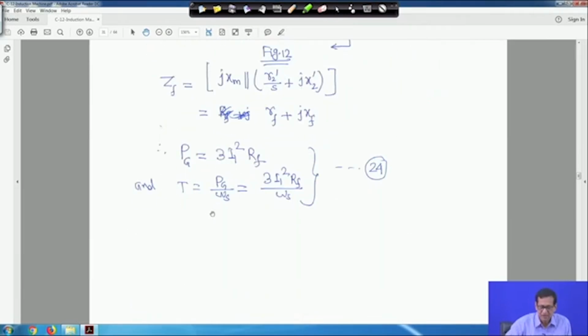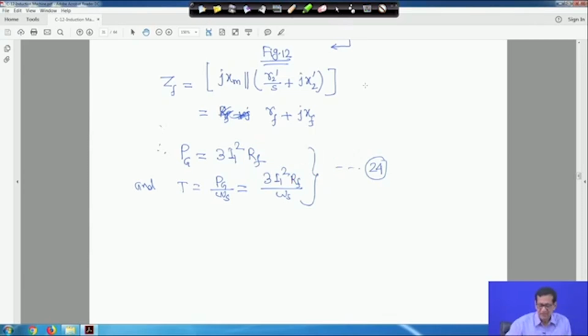That means torque is equal to Pg upon omega s. So you can write 3 I1 square Rf by omega s. Look, here it is small Rf, here it is small Rf, so there should not be any confusion. So this is equation 24.